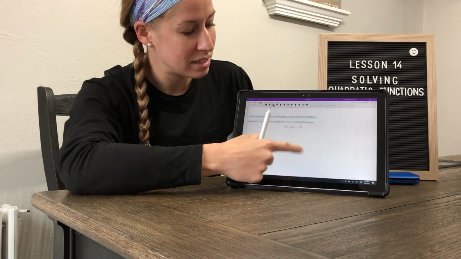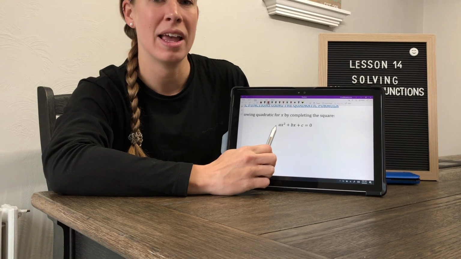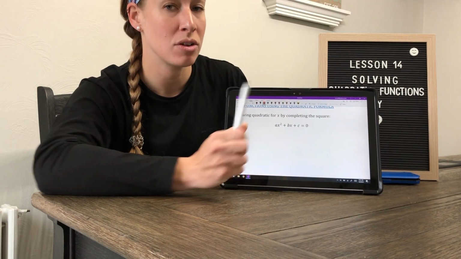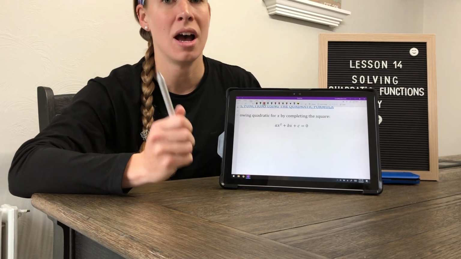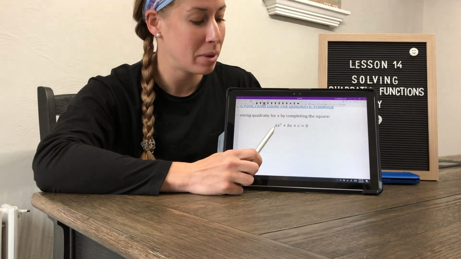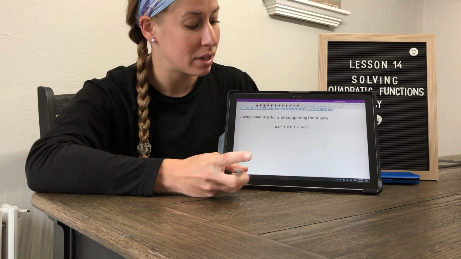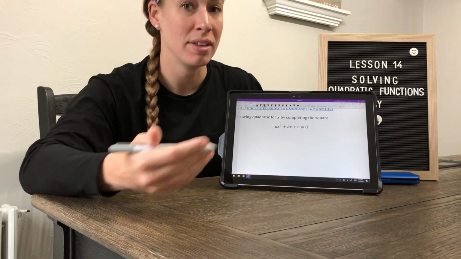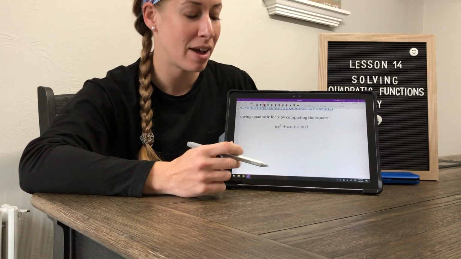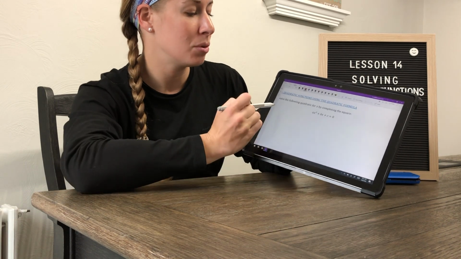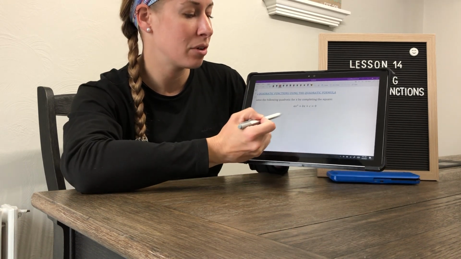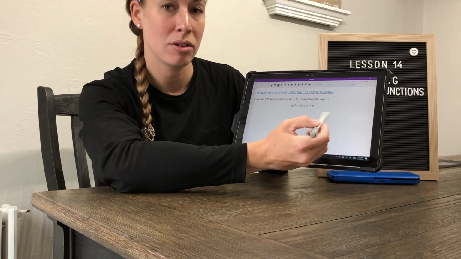But what you should notice is that we have an a in front of that x squared. So our leading coefficient is not 1. Okay, a could be anything. It can be 17. So what we need to do is divide everything by that a value. So I'm going to write the steps that we're doing over here and then explain it on the right side.